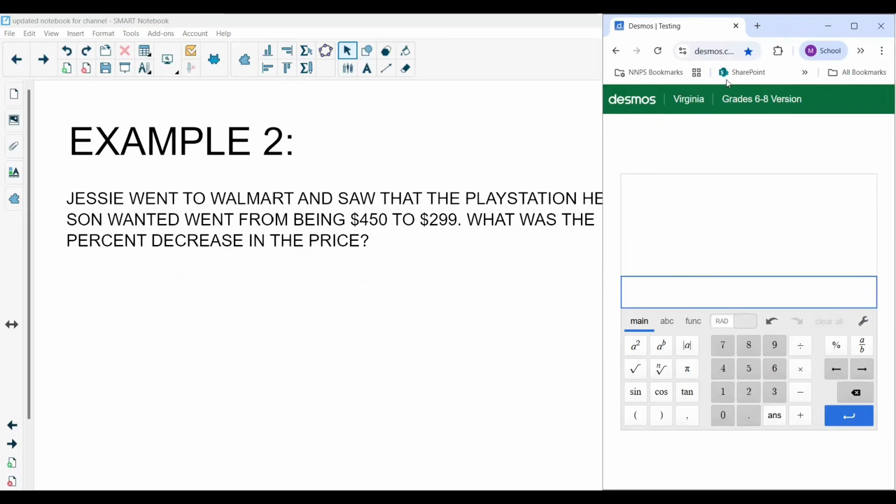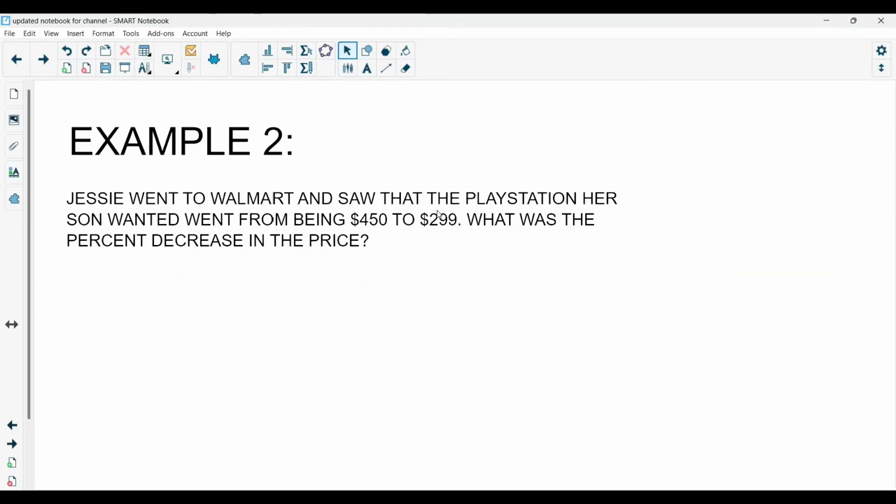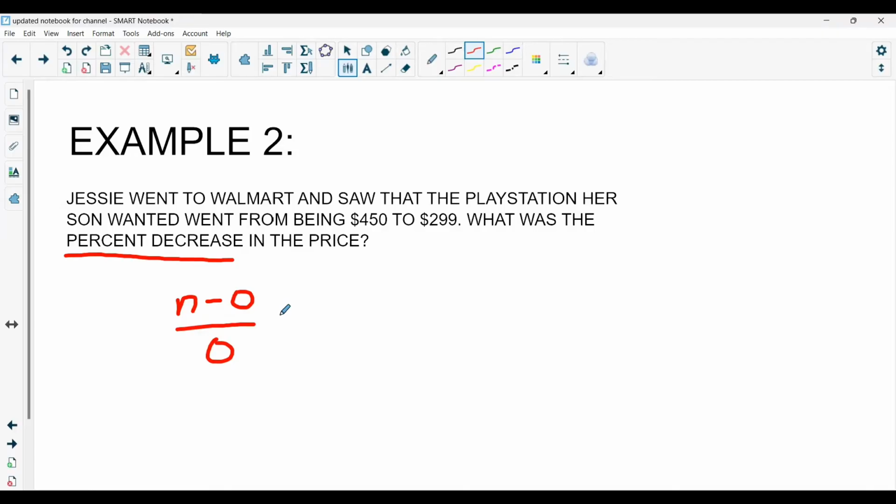All right. So let's read our question here. It says, Jessie went to Walmart and saw the PlayStation her son wanted went from being $450 to $299. What was the percent decrease in the price? So our key word here is percent decrease. That lets me know that I'm going to use my percent of change formula. N minus O, my no O formula. And I can't forget to times it by 100.